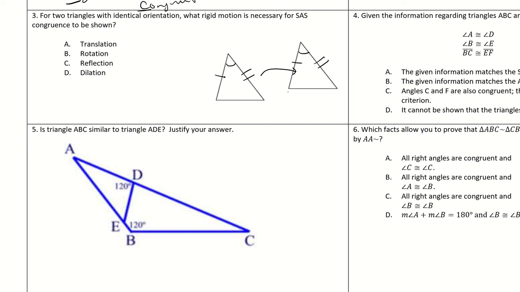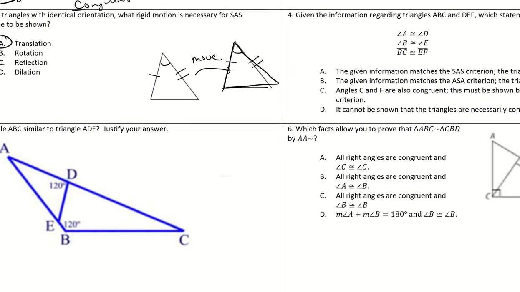If we move it and it overlaps, then we can prove, okay, well, since the sides overlap, then they must be congruent. And since the angles overlap, they must be congruent. So you have to do a translation. You have to move it, right? So we got to translate it. And that's the way that we can make them overlap and then prove that they're congruent by SAS.